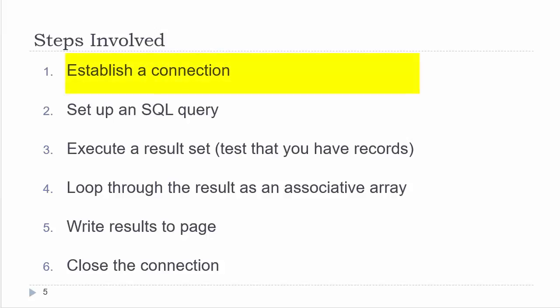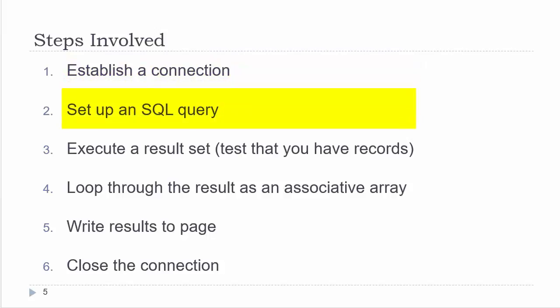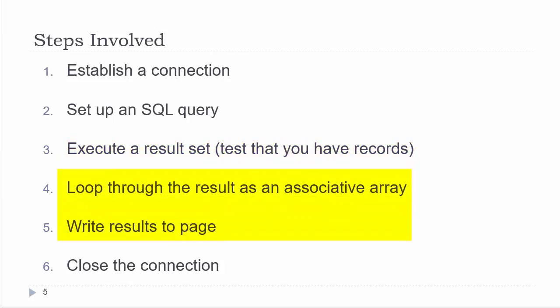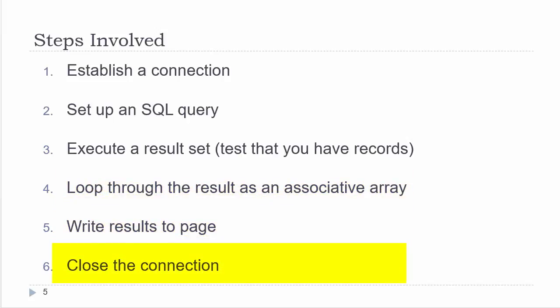First, you need to establish the connection. Then you need to set up your SQL query, what you want to show. Then you need to execute that query as a result set. You'll always want to be testing along the way. And then you would loop through it as an associative array to display the results on the web page. Ultimately, you'll always close the connection when you're finished.